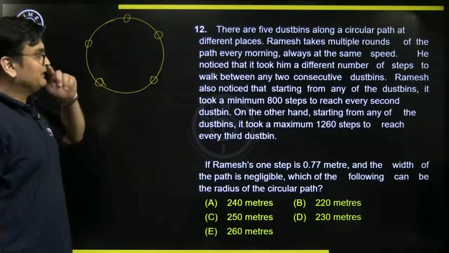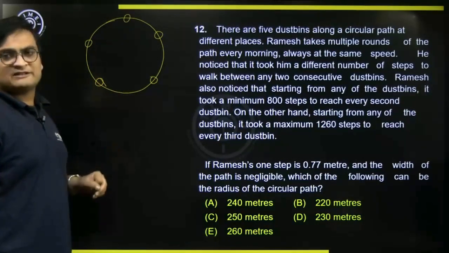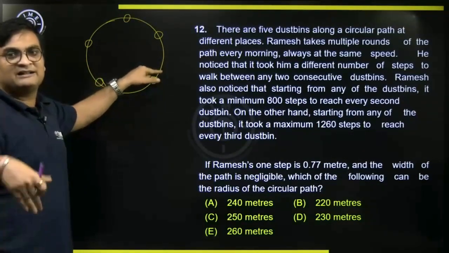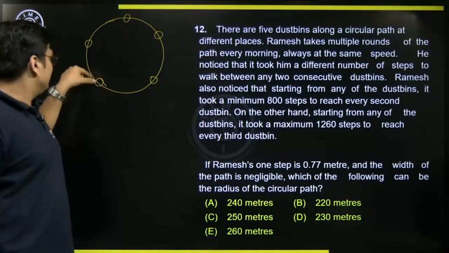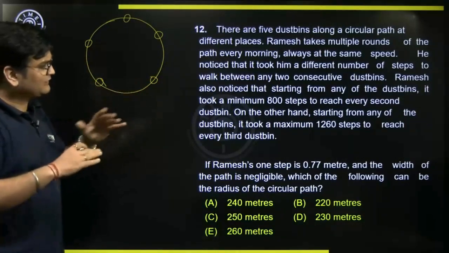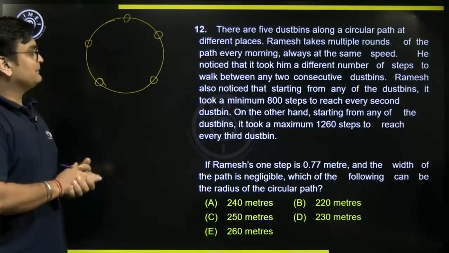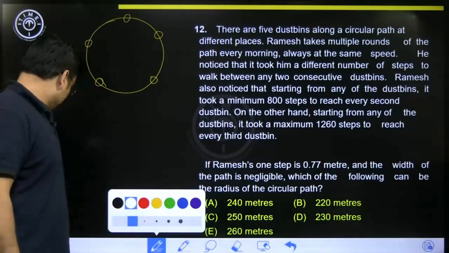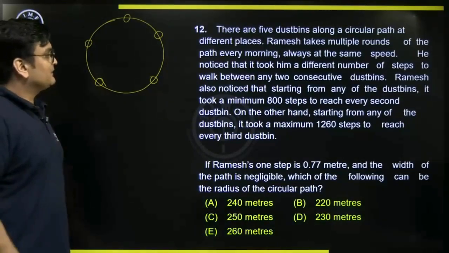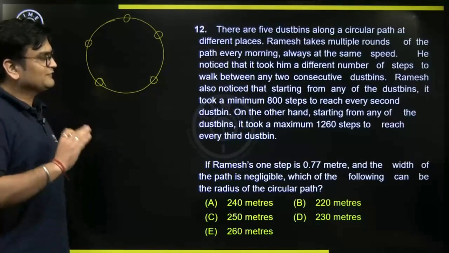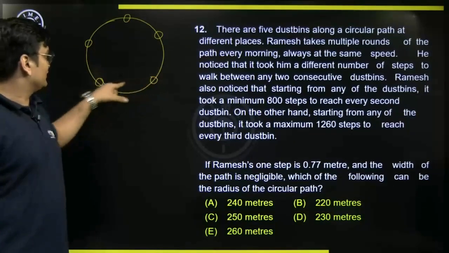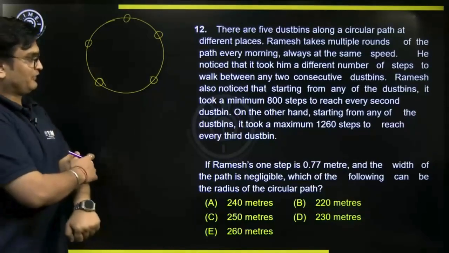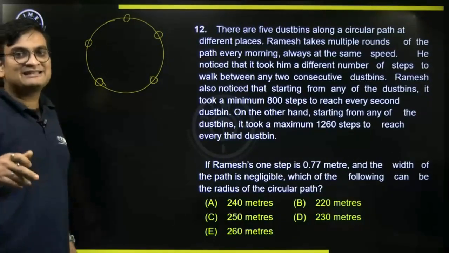He noticed that it took him a different number of steps to walk between any 2 consecutive dustbins. So for example, suppose here he took 100 steps, here he would take 110, here he would take 90, here would take 200. So that way they are all different, he says. Ramesh also noticed that starting from any of the dustbins, so either first or second or third or fourth or any of the dustbins, it took a minimum of 800 steps to reach every second dustbin.